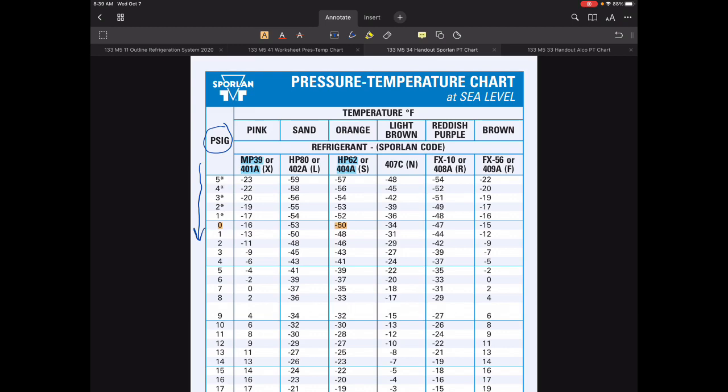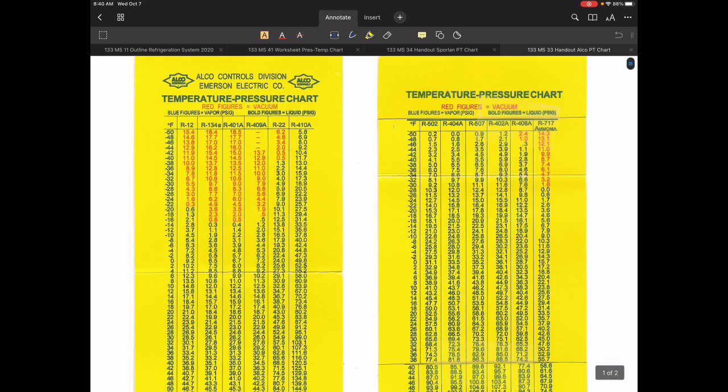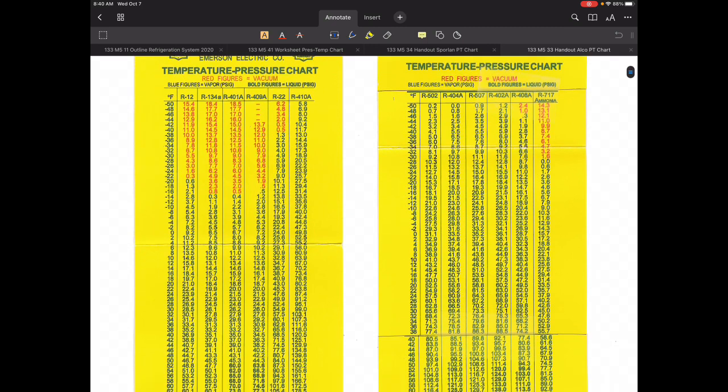So in your handouts, I'm going to pull up handout number 33. And handout number 33 will indeed have that. So handout 33, which is the Elko PT chart. Now I have several handouts in here that we can take a look at. So specifically, I had said 120 psi and what was the saturation temp. So this is probably a good one to do.